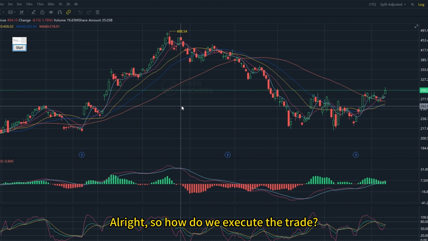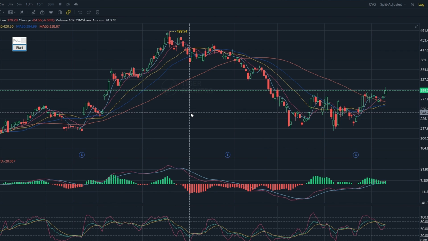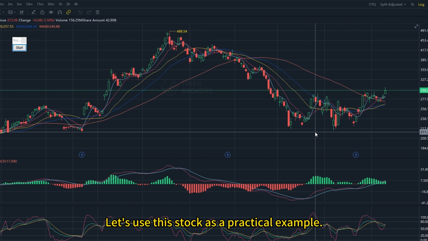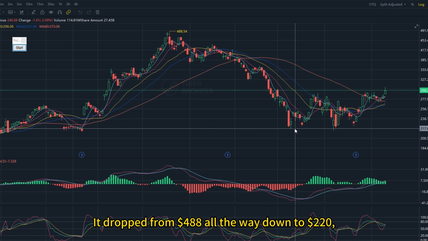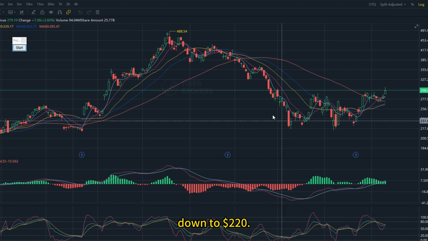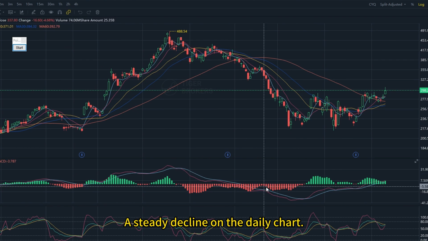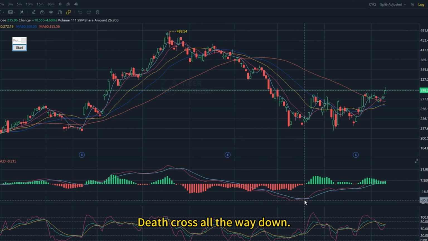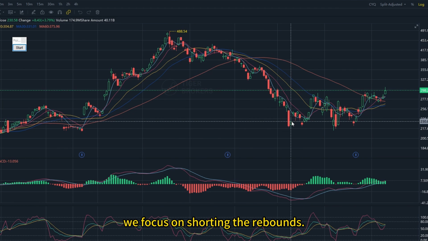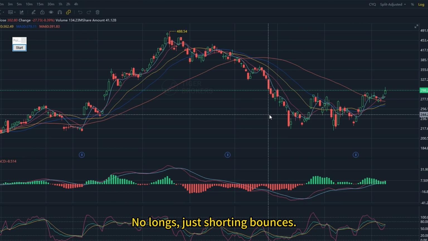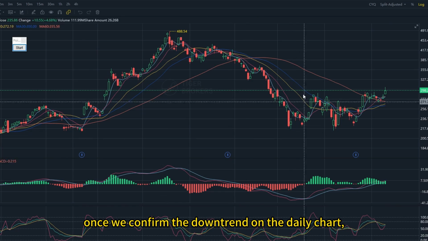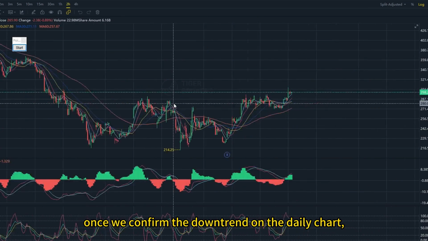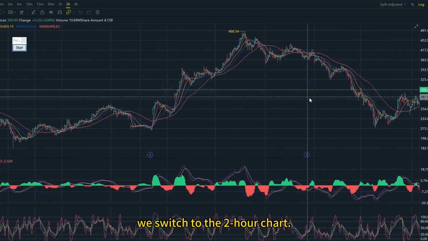Alright, so how do we execute the trade? Use this stock as a practical example. Take a look at this stock. It dropped from $488 all the way down to $220. A steady decline on the daily chart. Then it crossed all the way down. In this phase, we focus on shorting the rebounds. No longs, just shorting bounces. Okay, at the same time, once we confirm the downtrend on the daily chart, we switch to the 2-hour chart.